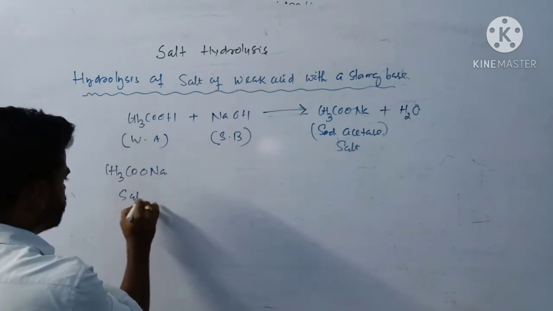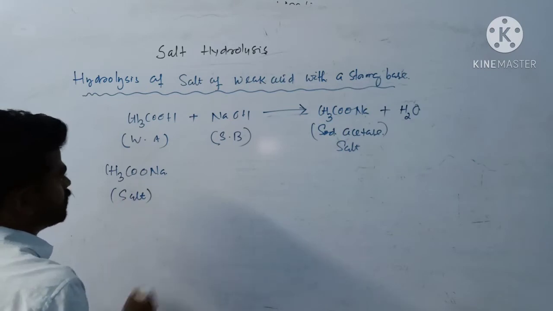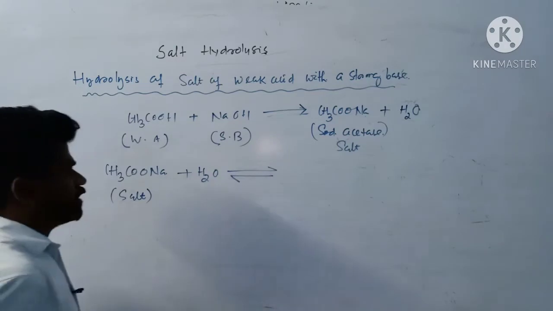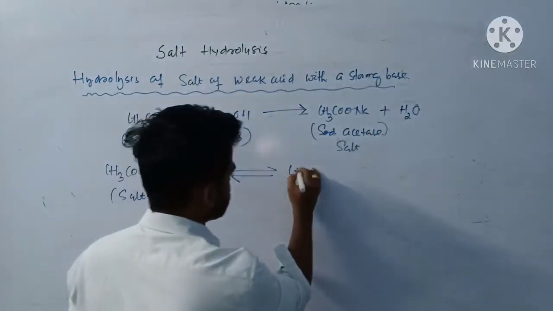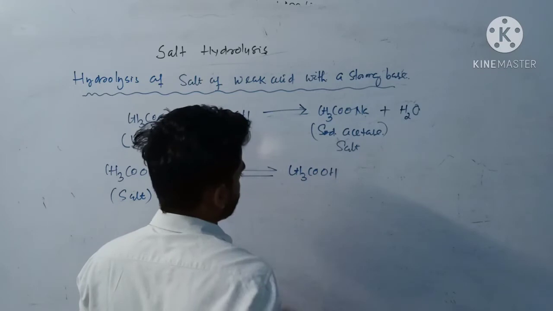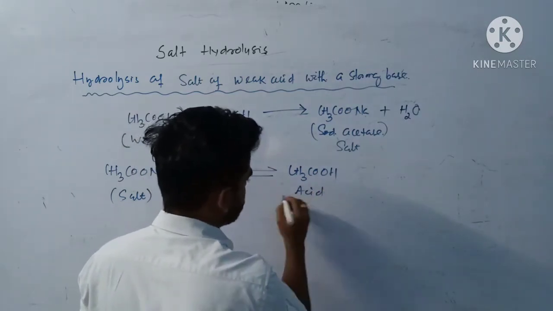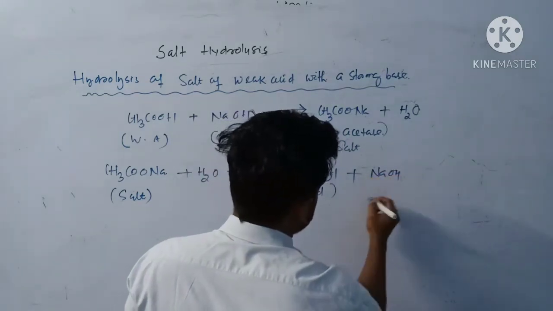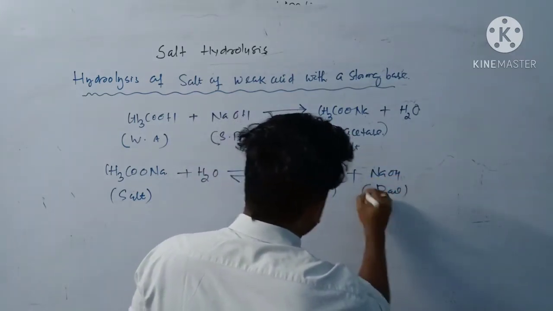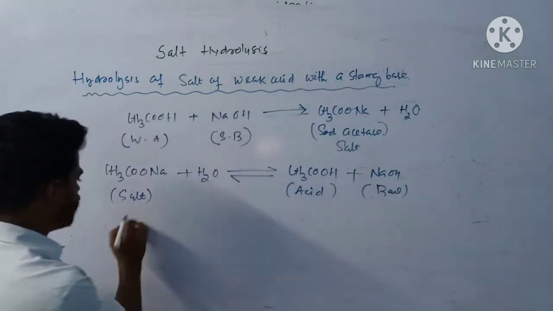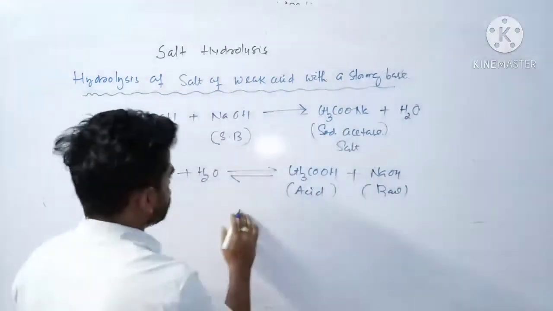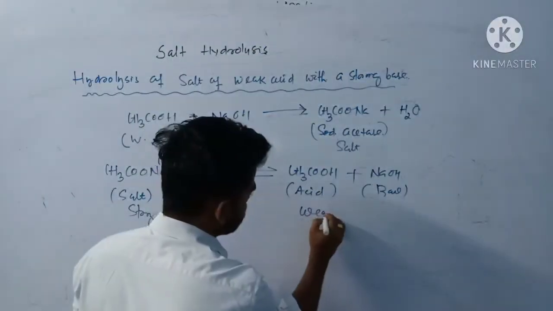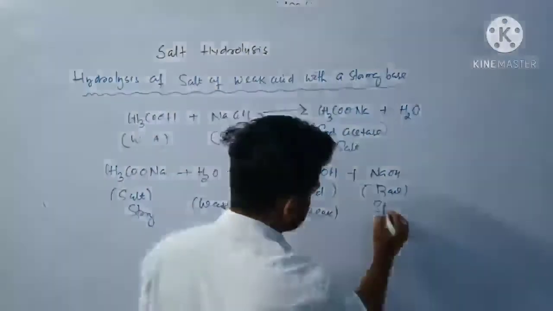CH3COONa, salt, definitely this one is strong, with water. Salt hydrolysis giving the original acid, that is CH3COOH, acid, plus base, that is NaOH. This is the base, and out of these two you tell me, this salt is strong, this one is weak, this acetic acid is weak, while this NaOH is strong.